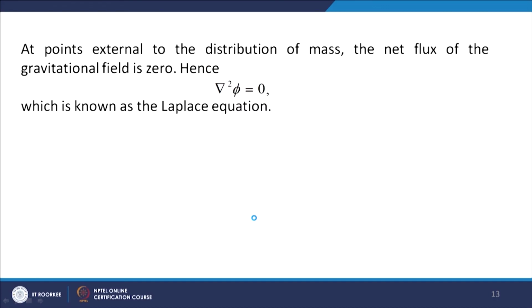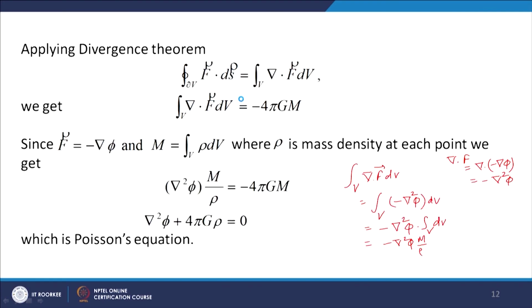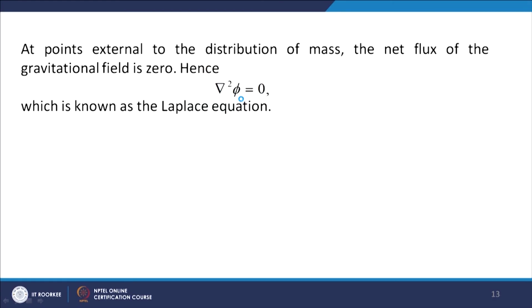Now, at points external to the distribution of mass, we can imagine empty spheres centered at these points through which the net flux of the gravitational field is 0. Hence, we will have del square phi equal to 0. Net flux is 0 means we will have 4 pi gm equal to 0. So, we will get del square phi equal to 0, and del square phi equal to 0 is called the Laplace equation.